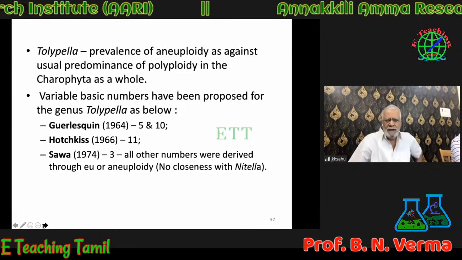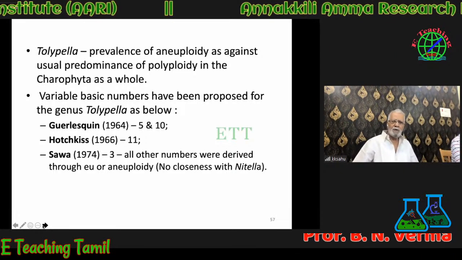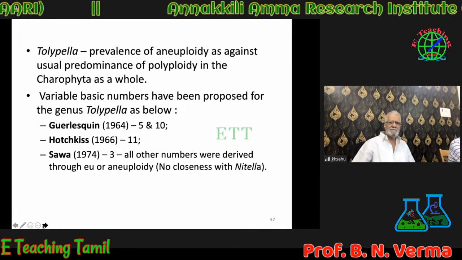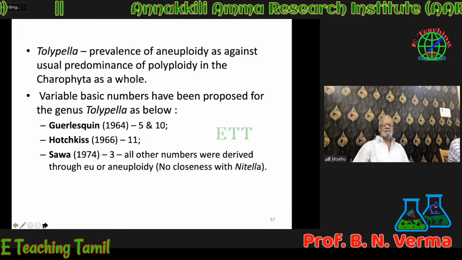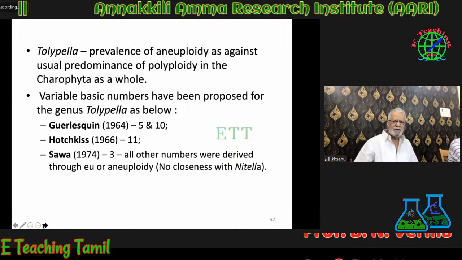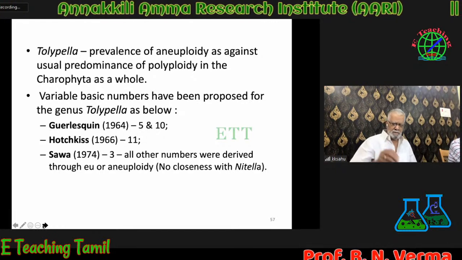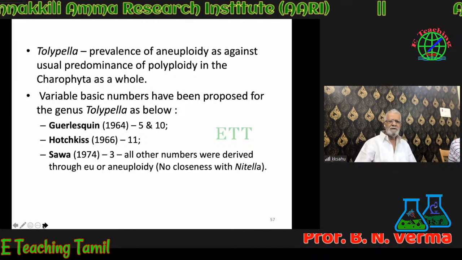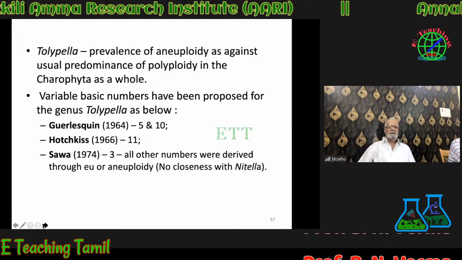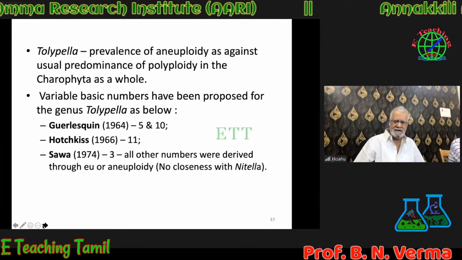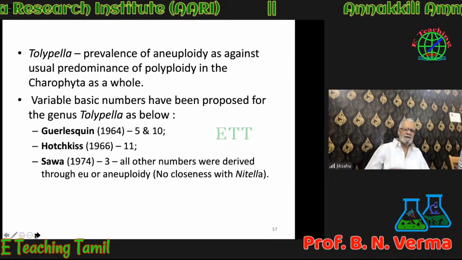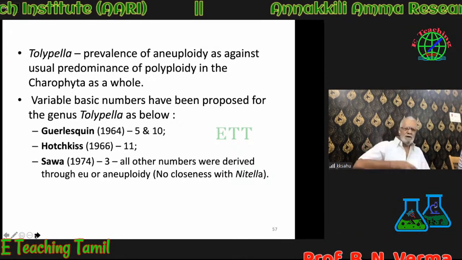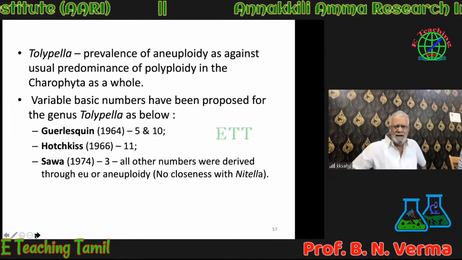In Tolypella, as I told you, there is prevalence of aneuploidy as against the usual predominance of polyploidy in the Charophyta as a whole. Variable basic numbers have been proposed for the genus Tolypella. We don't have any definite pattern of chromosome number variation in Tolypella, so it's useless to go for any basic number. However, Gorleskin has proposed 5 or 10 as a basic number for Tolypella. Hotchkiss has proposed 11, and Sharma has proposed 3. But to me, none of these basic numbers comes true, because it's highly aneuploid and there is no distinct series. A few short polyploid series can be seen, but not more.